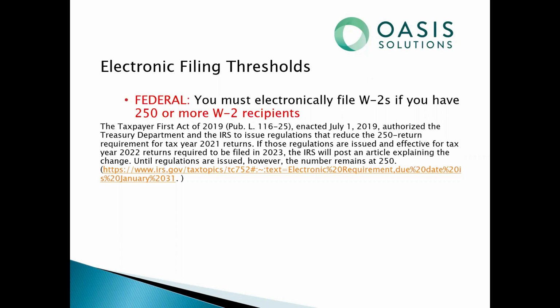Last year when I was doing my research, I saw that it was supposed to be around the 100 mark. But when I did my research further this year, it appears that the IRS didn't release regulations or an article explaining the change. And so at this point, from my research, it looks like federal reporting is still at the 250 or more recipient level. I do encourage you to double check with your CPA to verify that. I included my link to the IRS website where I found that information.